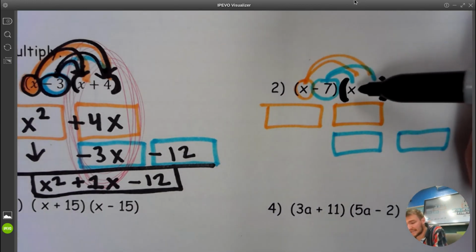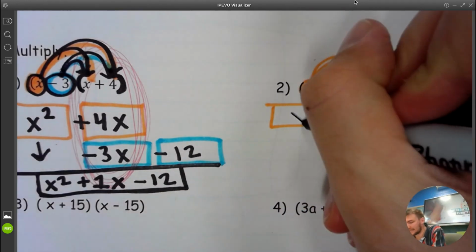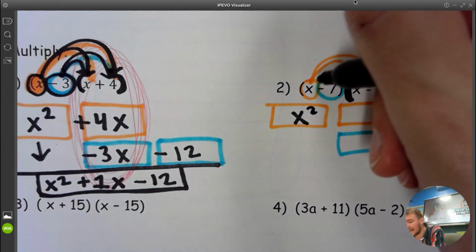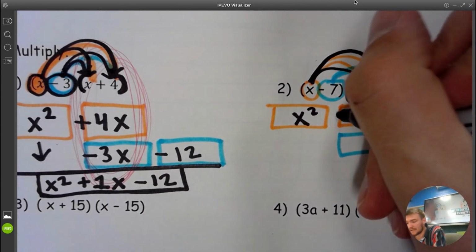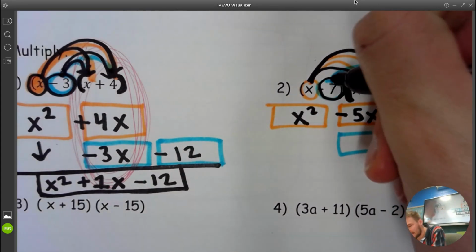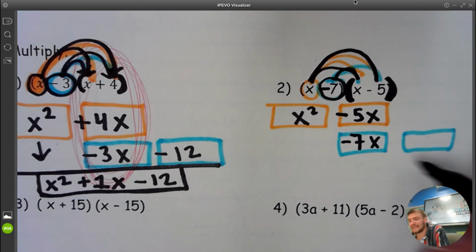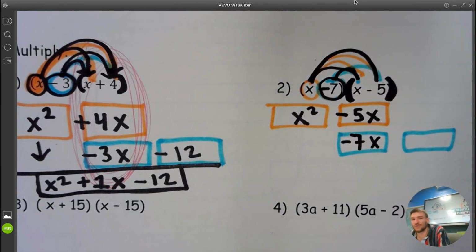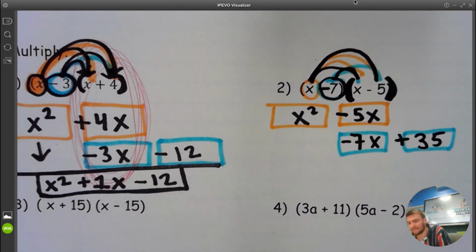So, what is x times x? We literally just did that on the last question. X times x is x squared. And what is x times negative 5? Negative 5x. You don't have to really do much math there. Okay, that's the orange part. Let's do the blue part. What is negative 7 times x? Negative 7x. Perfect. And then this last number is the only actual math, but that'd be positive 35.